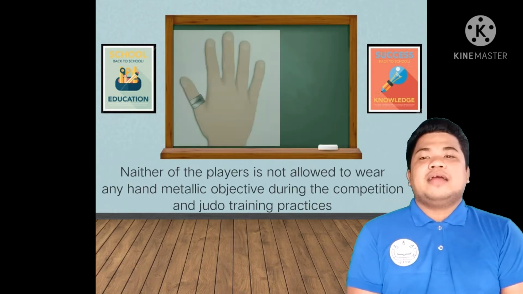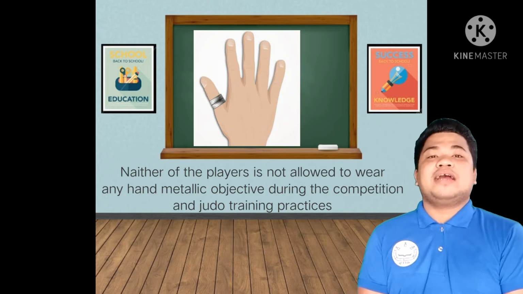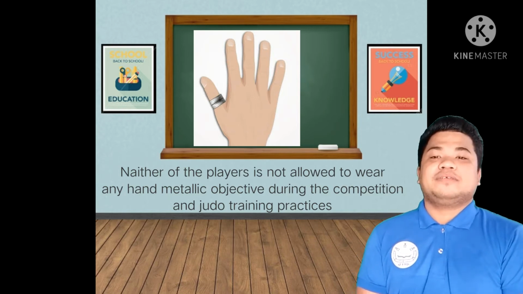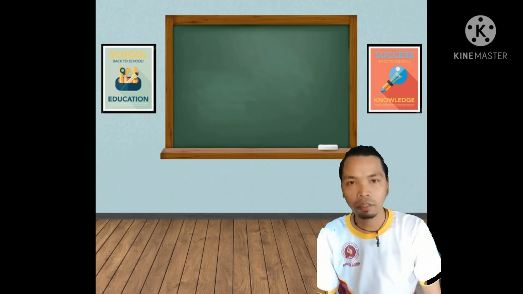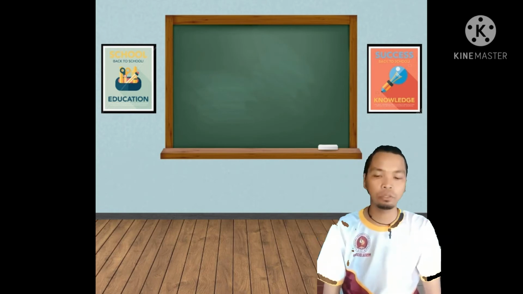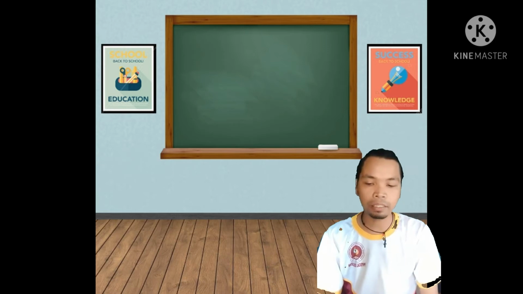Last, never use or allow wearing hard metallic objects during the competition and judo training practices. There are other ways of winning in judo. Scoring ippon, scoring two wazaari.